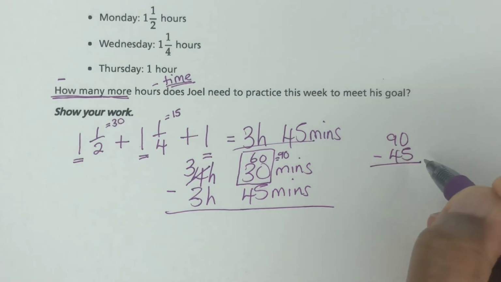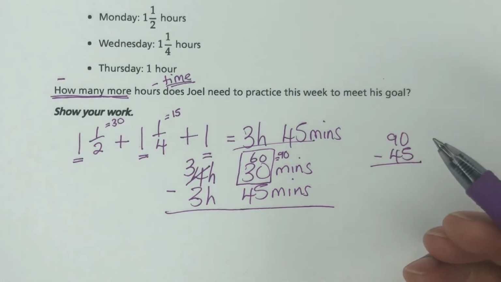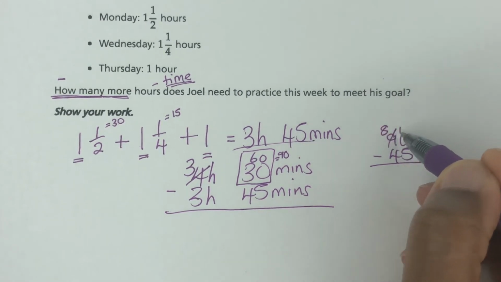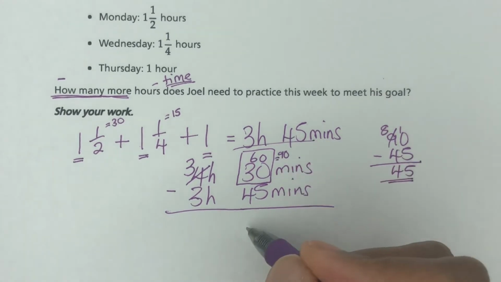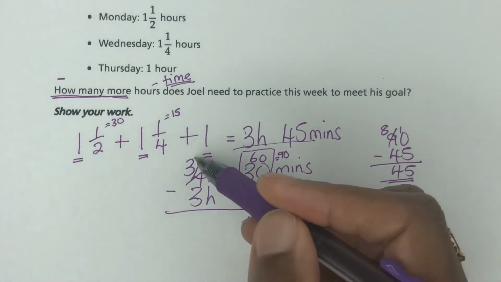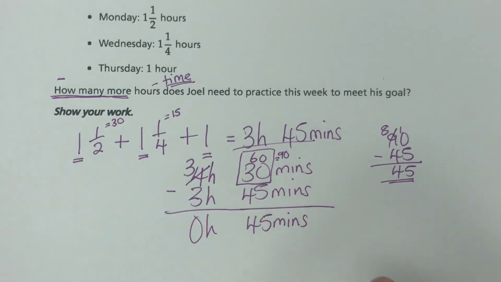So 90 minus 45. Well, it's going to be 45. We know that because 45 and 45 is 90. But for working out's sake, we're going to do a quick subtraction here. And obviously, like I said, we get the 45. So we have 45 minutes here. Right. And then obviously there's no hours left. Let's just put that there for working out purposes. OK, so we have 45 minutes.